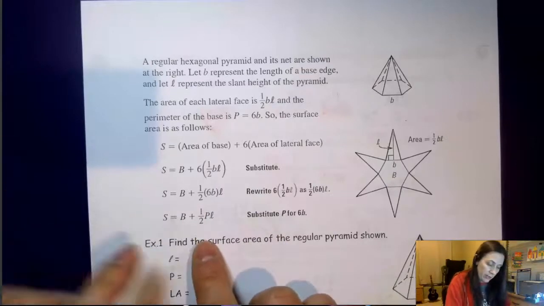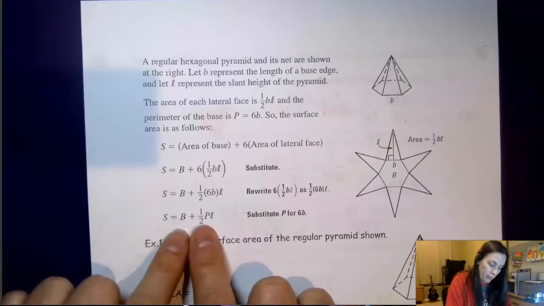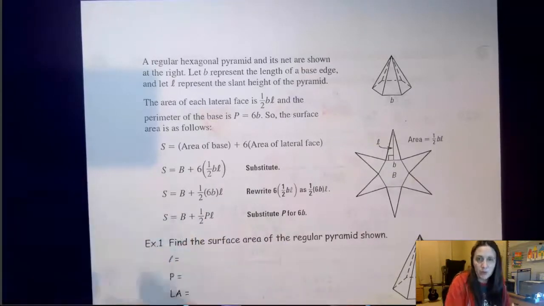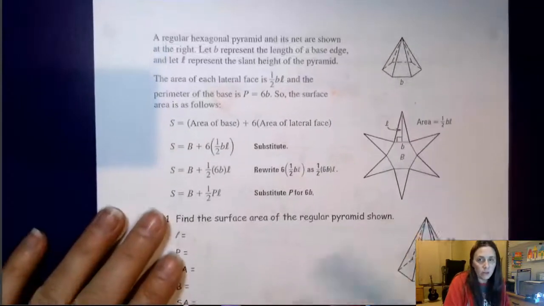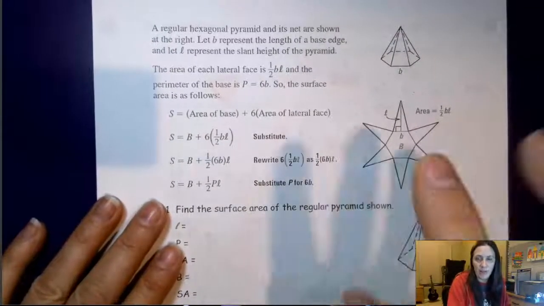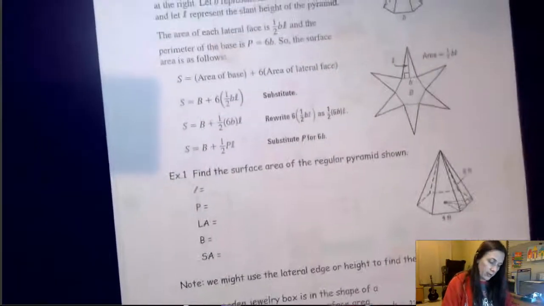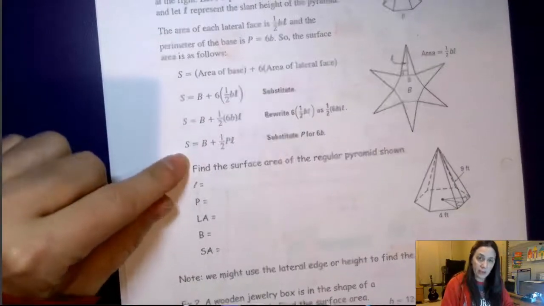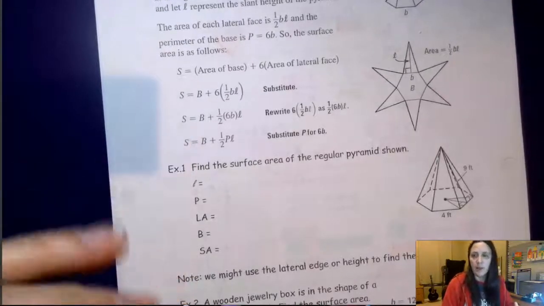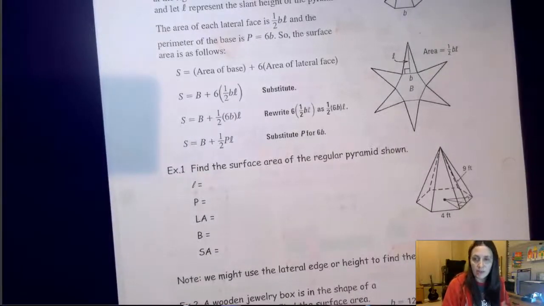So the actual area is going to be area of the base plus 1/2 perimeter times the slant height. So if you want to use the formula shortcut, you can, or again, you could do the net and find each individual one by itself. So down here, I'm going to do the formula. I do these letters in order each time, and it helps me be consistent and make sure I don't miss anything. So I write the letters down even if they're not there.